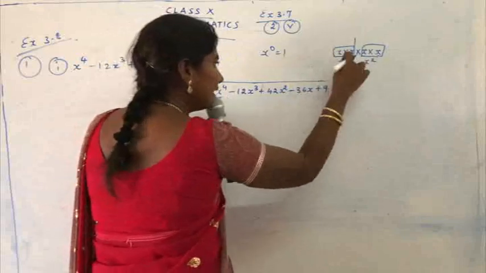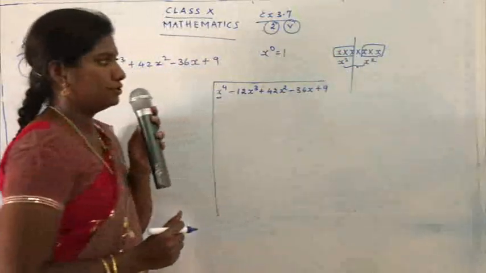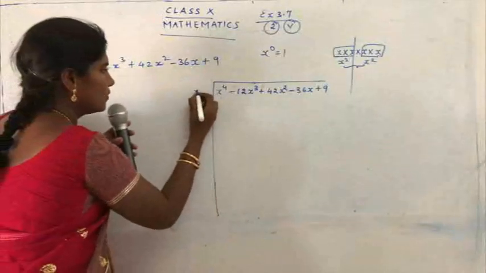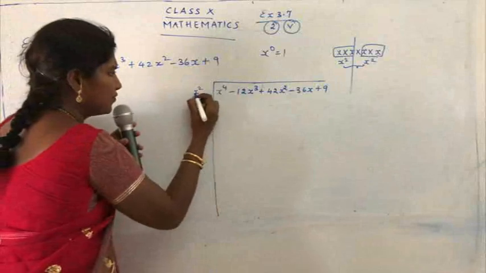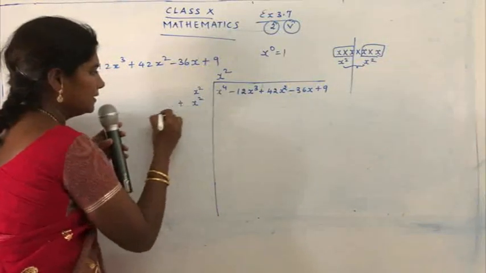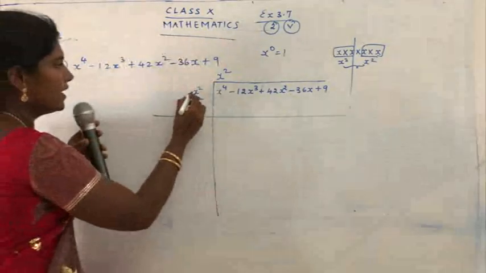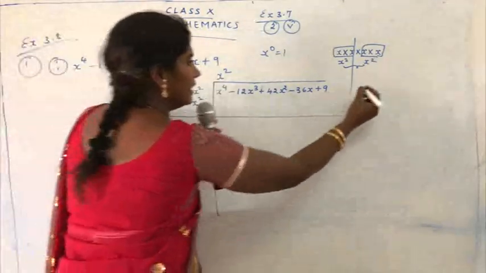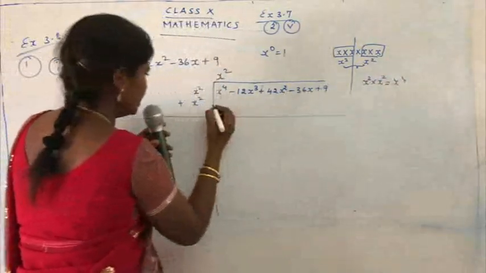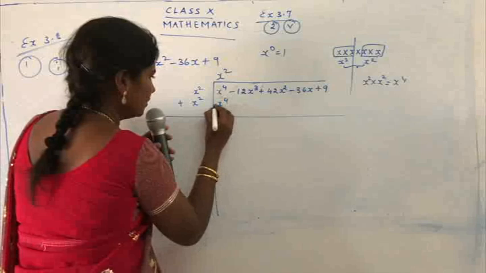Yes, so we have to just take the same number. So what's the number multiplied by itself? X square into x square. So what is the square root of x raised to 4? X square. Write it thrice: x square, x square. Take here plus. Okay, what is x square into x square? X square into x square is equal to x raised to 4. So I'll just put here minus x raised to 4.